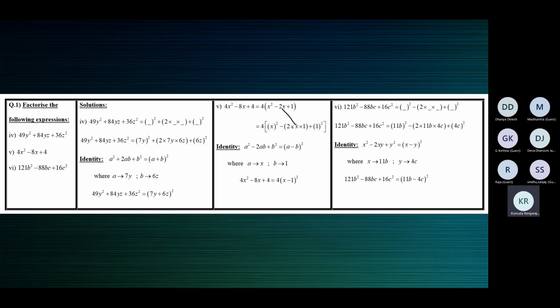So the expression in the bracket is of the form a square minus 2ab plus b square, which should be written as a minus b the whole square, where a is x and b is 1. So in the last step, 4 as it is, what we have in the bracket can be written as x minus 1 the whole square. So 4 into x minus 1 the whole square.